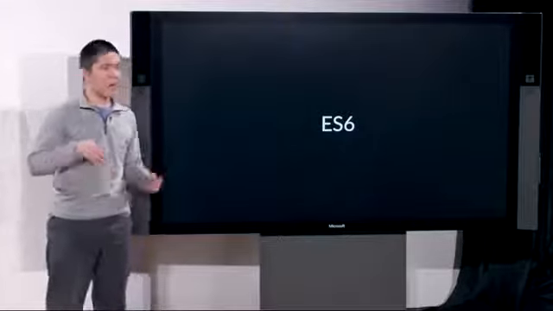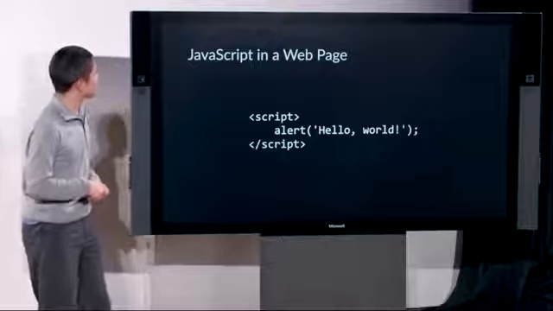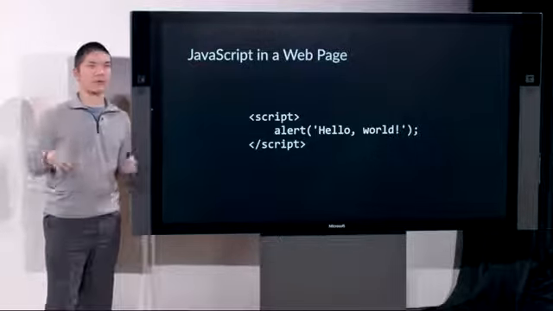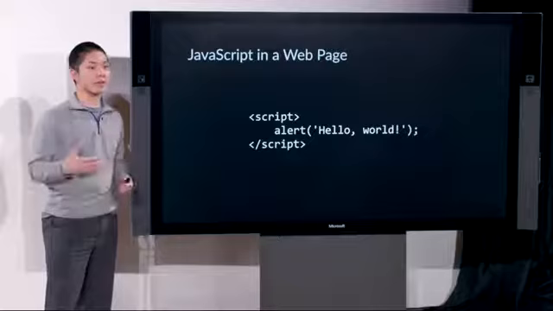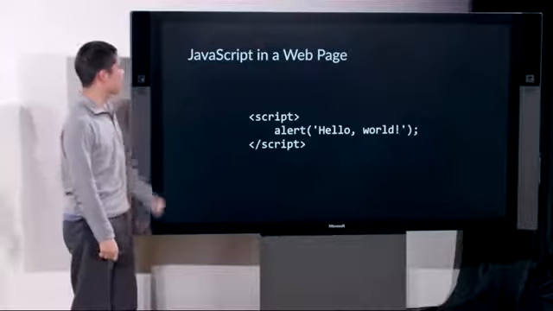So let's take a look at some actual JavaScript code and what it might look like if we were to run it. If we were going to try to put some JavaScript code inside of a web page, it might look something like this. This would be a very simple JavaScript section of a web page.